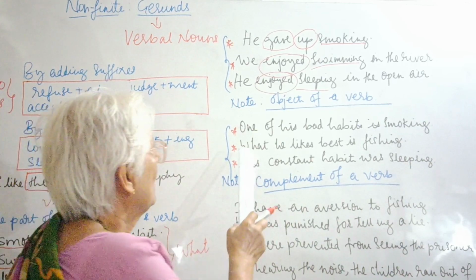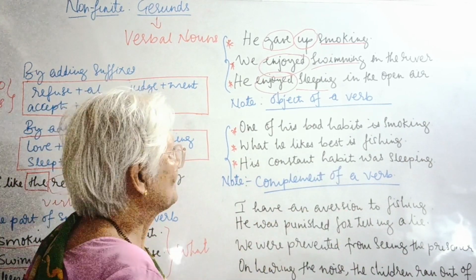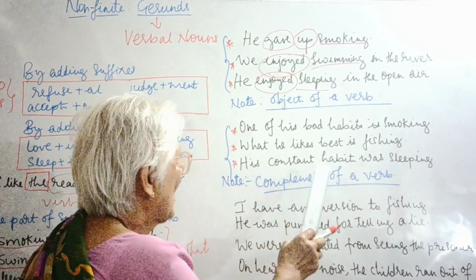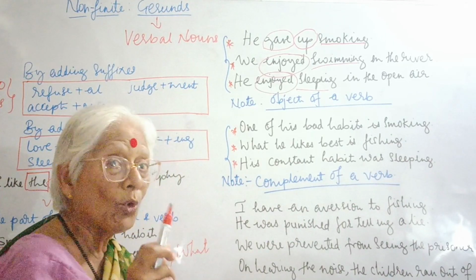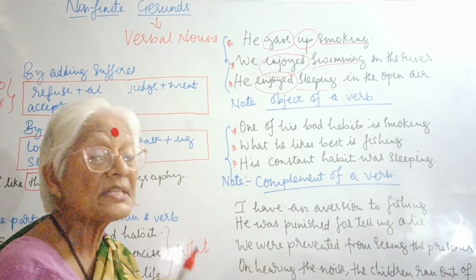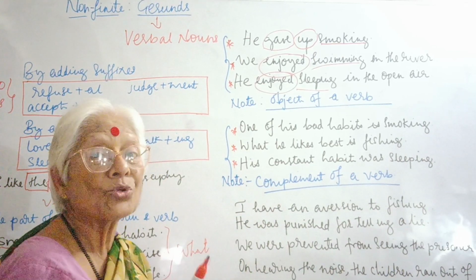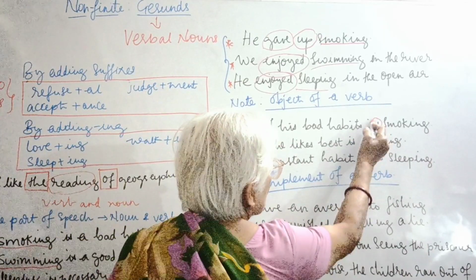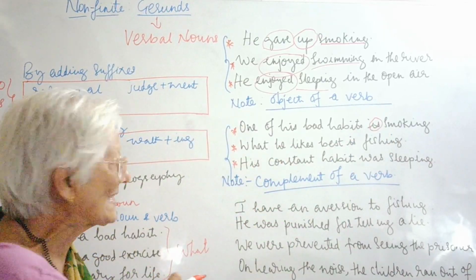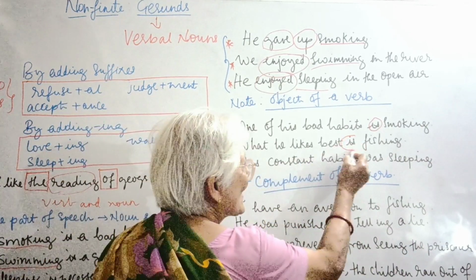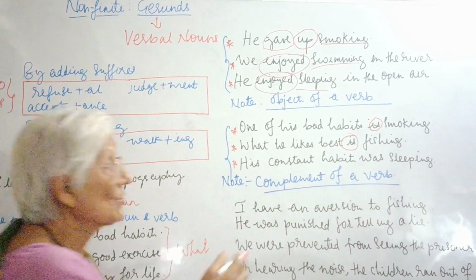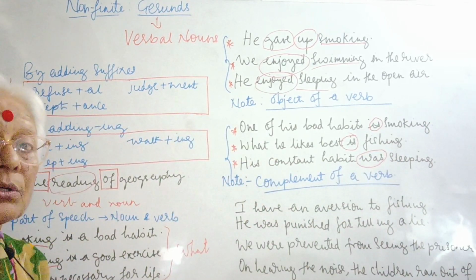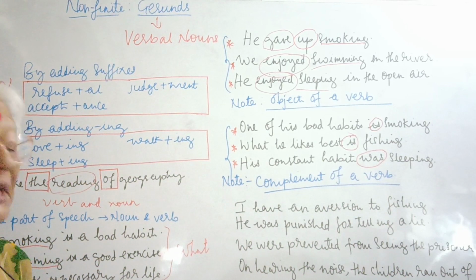Let's go to the next one. One of his bad habits is smoking. What he likes best is fishing. His constant habit was sleeping. Now, I have told you there are verbs of incomplete predication. That means verbs that need something to complete their sense. So here, in the first sentence it is. In the next sentence again it is. And in the next sentence it is was.